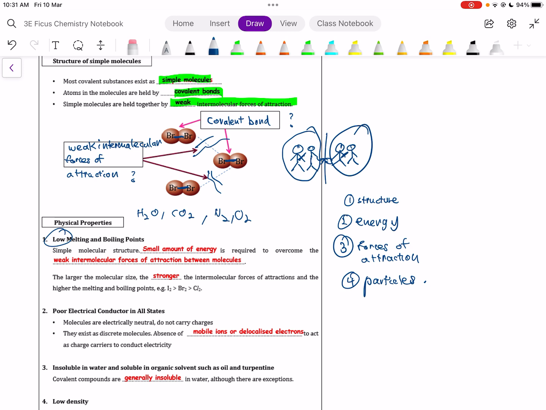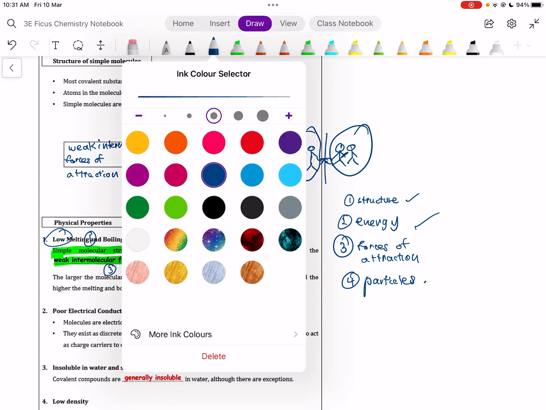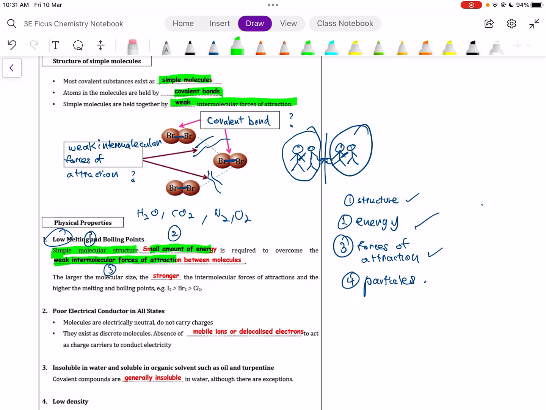So you can see for this one, I have number 1, simple molecular structure. So I mentioned about structure, right? Okay, take off. I talked about structure already. Number 2, small amount of energy. I talked about energy. Can take off. To overcome what? The weak intermolecular forces of attraction. Number 3, I talk about forces of attraction, and between what kind of particles? So number 3 I've done already. Number 4, molecules. That's the particle.